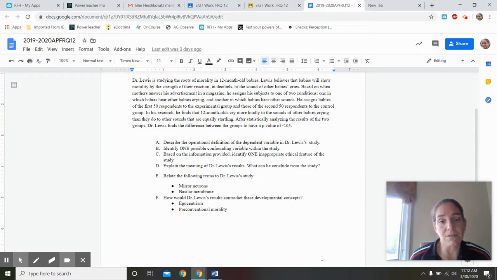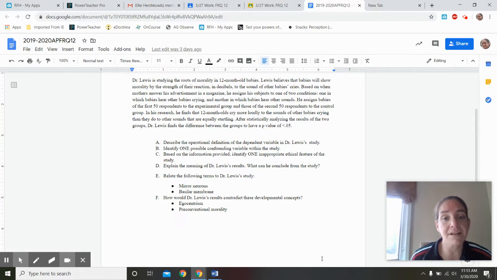Explain the meaning of Dr. Lewis's results. What can he conclude from the study? Far and away the most confused item. Okay. This is imperative for you to understand. Now that this test is going to be at home and it's going to be more conceptual, I'm pretty much certain that this is going to be one of the items on the FRQ. Okay, it's going to deal with statistical significance.